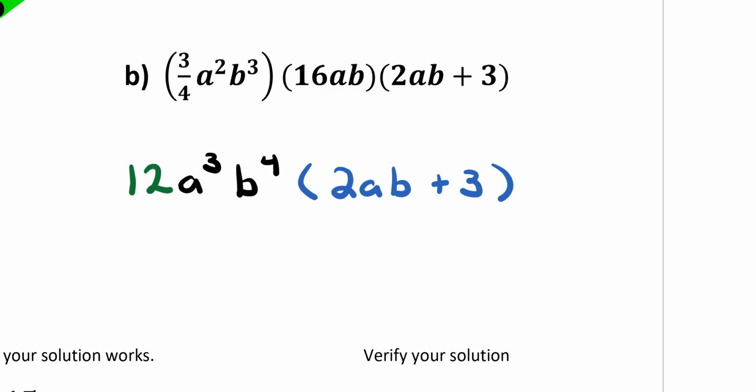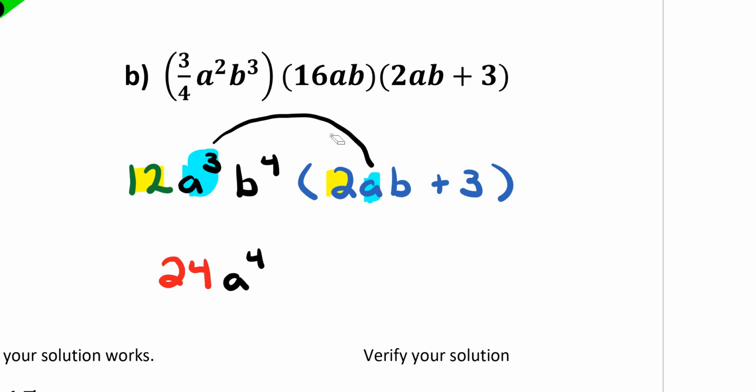Okay, so same thing here. You want to multiply number with number. So if I distribute, 12 times 2 is going to be 24. So number times number. And then I have my letter a cubed and a. So a cubed times my single a will give me a to the power of 4. Okay, and then I have my b to the power of 4, and b to the power of 4 times my b gives me b to the power of 5.